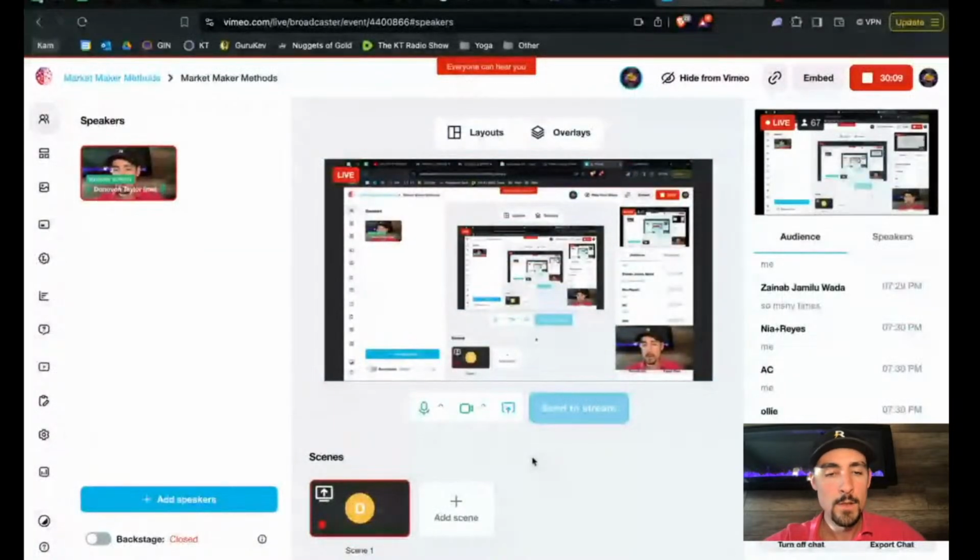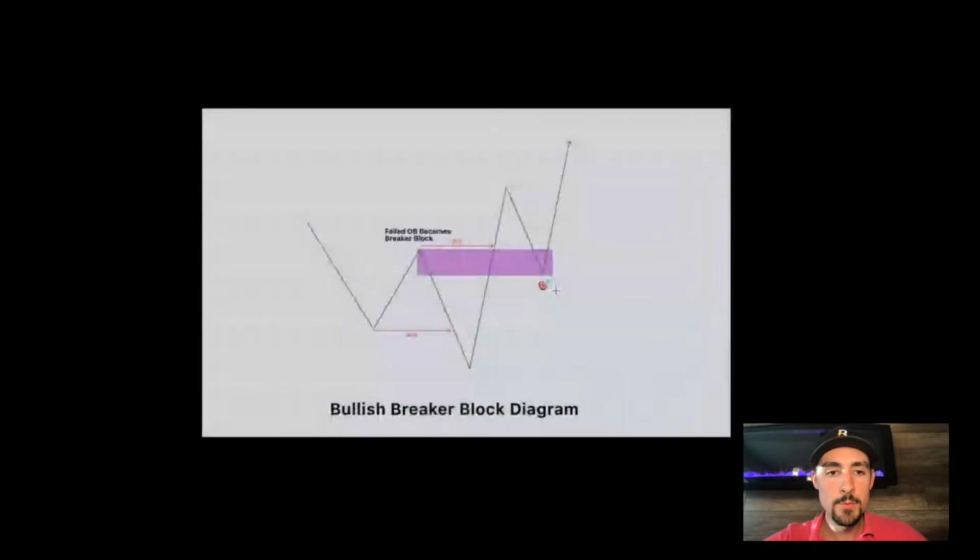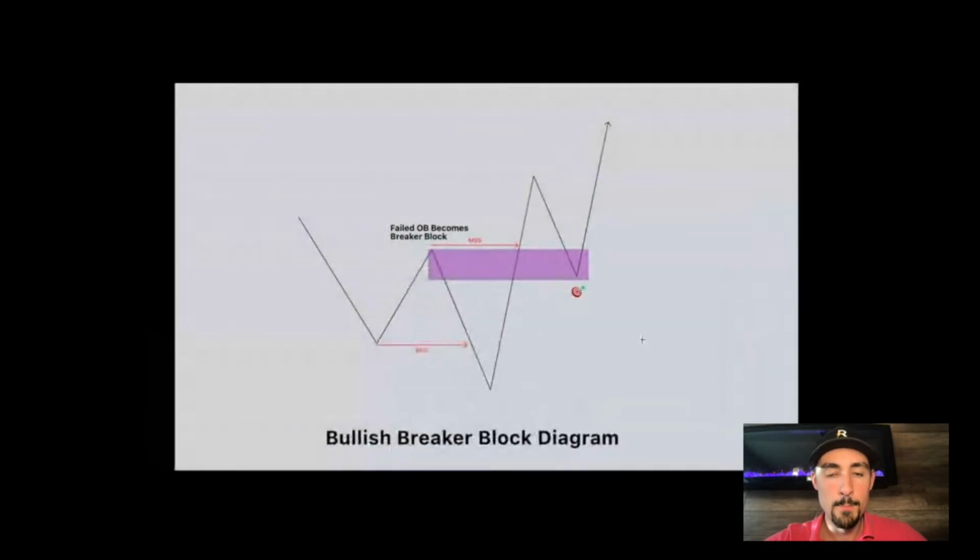Okay, cool. So this would be an example of a bullish breaker block, all right? There's a difference between an order block and a breaker block. This is really important, okay? Notice how we're in a downtrend. Price expands, we create a lower low. We then retrace, we create a lower high. Price then trades to the downside, we create a new lower low.